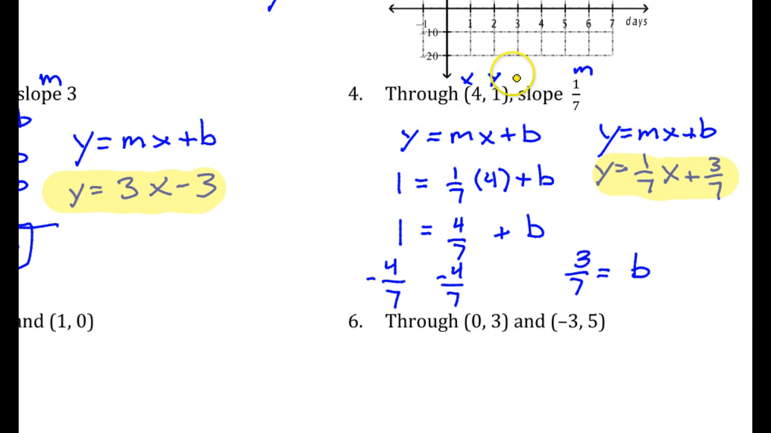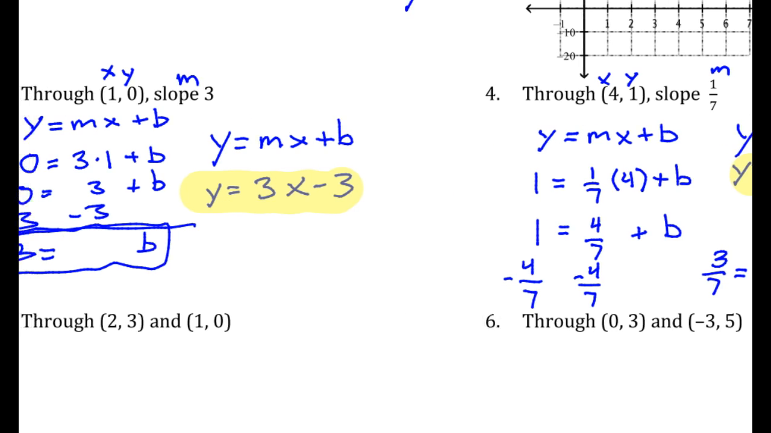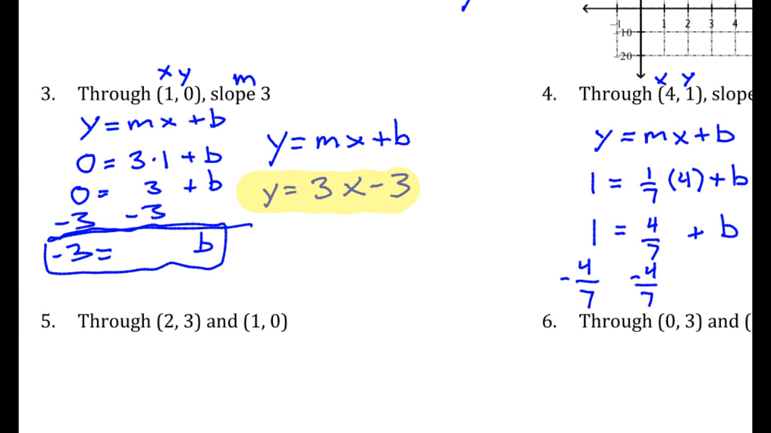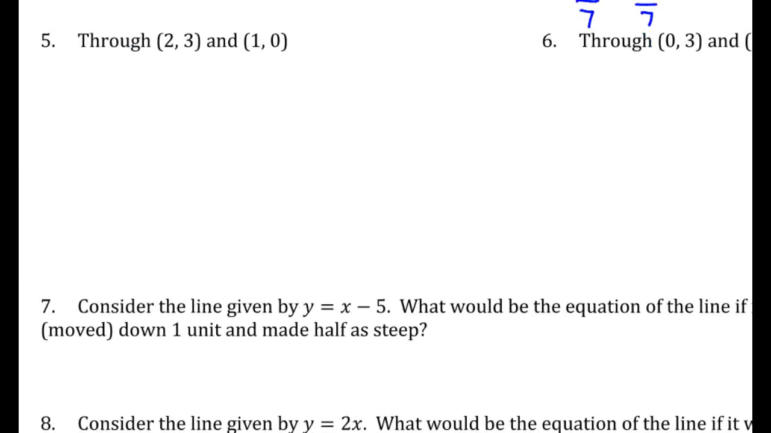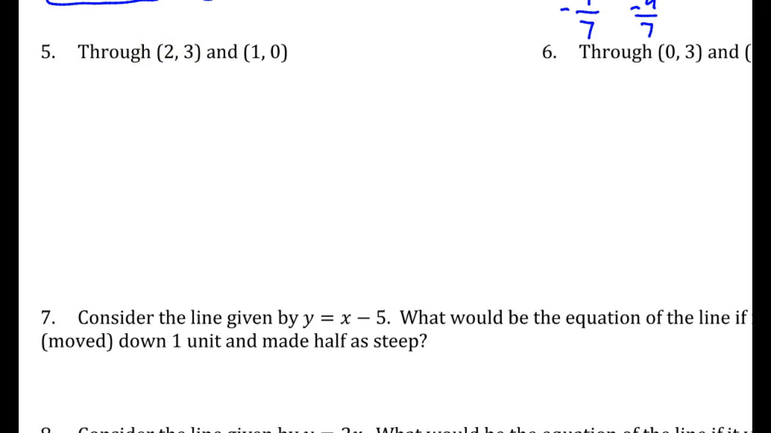So we did two of the easier ones. One, just plug it in right away. One, you had to look at the graph. Two, that you just had a point and a slope. One without a fraction, one with a fraction. Now let's look at two that don't give you either. They don't give you the slope nor the y-intercept. You have to find both.